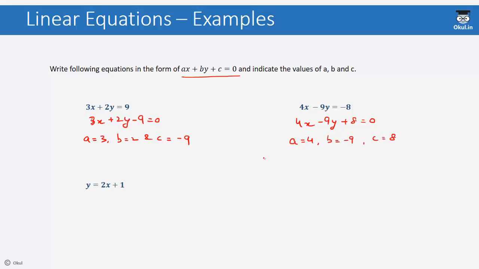The next equation is y is equal to 2x plus 1. Now on taking y to the right hand side, we get 2x minus y plus 1 is equal to 0. On comparing, a is equal to 2, b is equal to minus 1 and c is equal to 1. Now the next equation is x is equal to minus 5y minus 8. On changing sides, x plus 5y plus 8 is equal to 0. On comparing, a is equal to 1, b is equal to 5 and c is equal to 8.